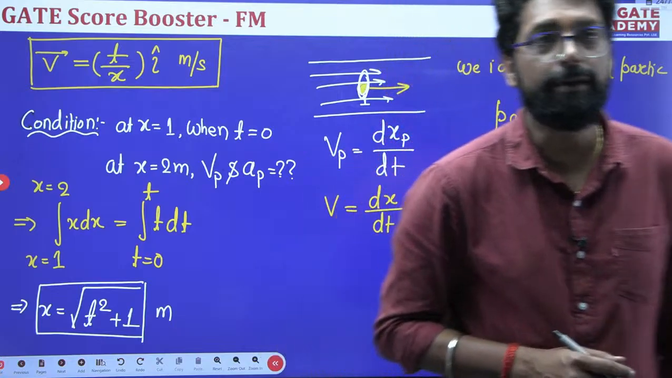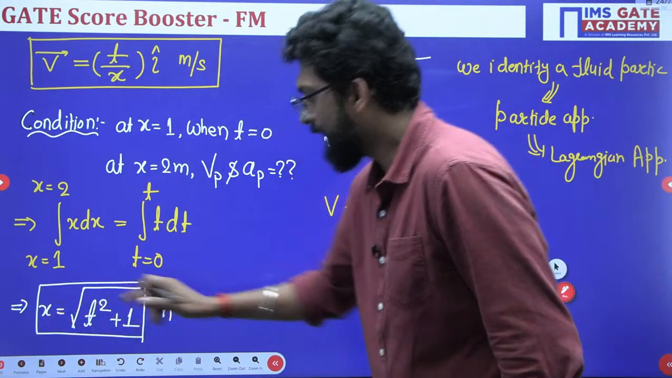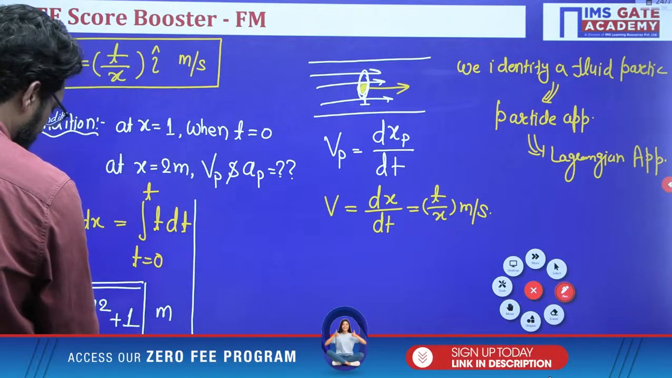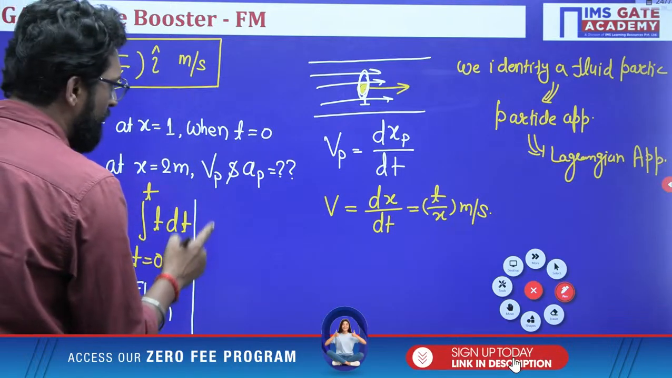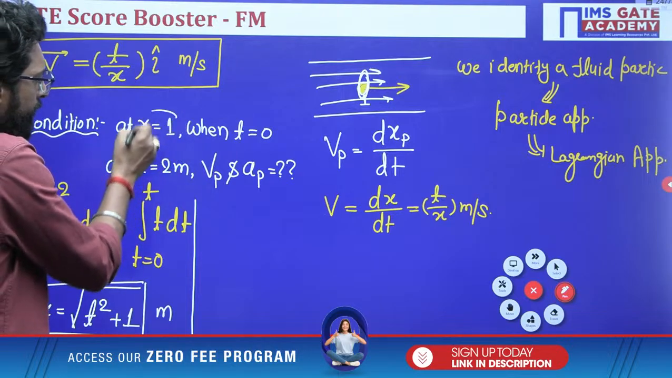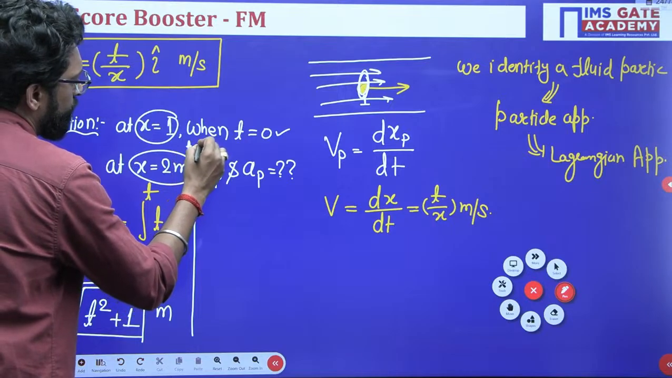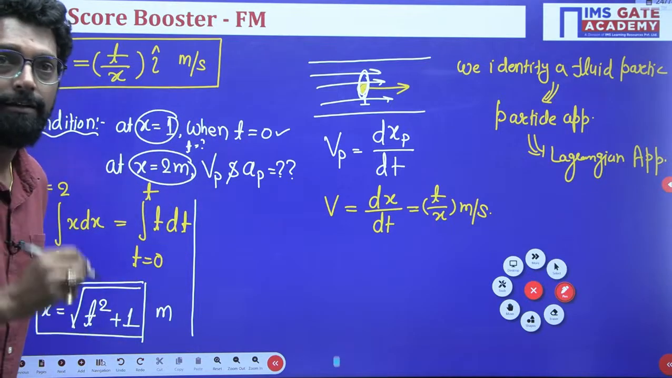This is the relation between the displacement and time. Now, we have to find the time. Why? Because at x equal to 1, the time is 0. At x equal to 2, what is the time? So that we have to find the acceleration and velocity.